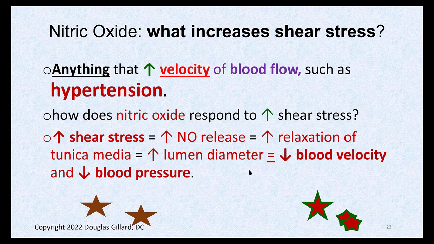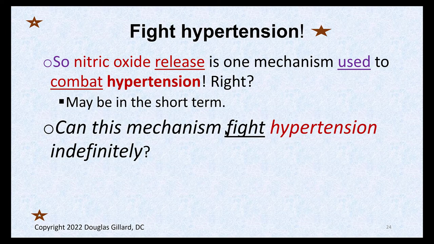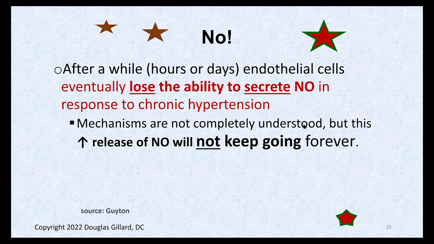So you think, well, great, how can people have hypertension then? Won't nitric oxide just be released more and more so there is no hypertension? Well, unfortunately, that doesn't work like that. That mechanism can get burned out. You can't release nitric oxide full power like that all the time. And so eventually nitric oxide levels will decrease and the hypertension will win.